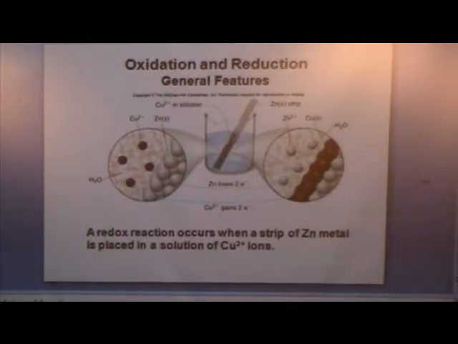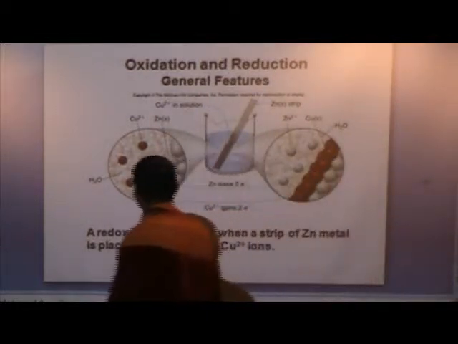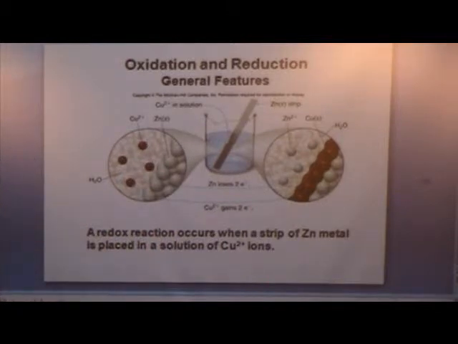Okay? You can see oxidation and reduction here. Maybe we have done this in the lab sometimes. A copper and zinc. A redox reaction occurs when a strip of zinc metal is placed in a solution of copper ions. What's happening here when copper comes, it can be, for example, copper sulfate. Okay? Maybe I can write this.